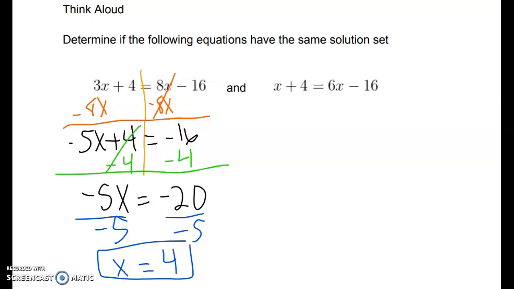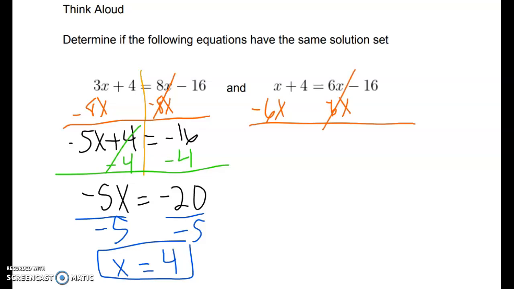So remember, I need to ask myself, do I need to distribute? Do I need to combine like terms? In this problem, x plus 4 is equal to 6x minus 16. No, I don't have to combine like terms. I do not need to distribute anything. So I'm going to do the exact same thing. I want my x's to the left and my constants to the right. I need that 6 to be no longer a positive 6x, but a negative 6x because I want to move it over. That eliminates on this side.